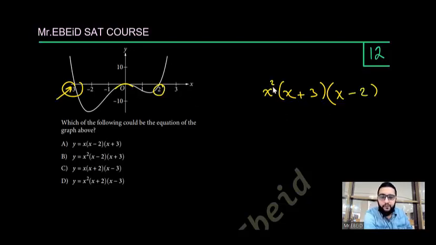This is an even function, so the sum 2 plus 1 plus 1, which equals 4, so this is the answer, x squared, so we will cancel both, so it will be x squared. We have -2 and 3, so the answer is B.